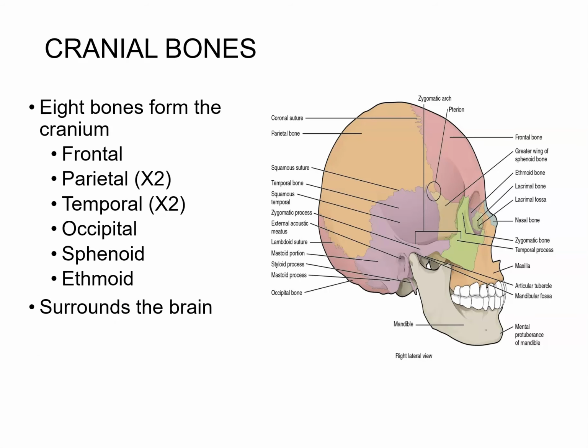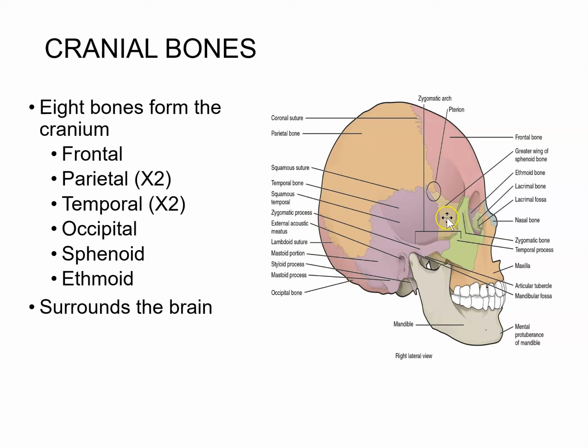As far as cranial bones go, there are 8 bones in this category. The frontal bone is here. That would be what we might commonly call your forehead bone. You have 2 parietal bones. These are the bones on either the left or the right side of the cranium. You also have 2 temporal bones, one on the left and one on the right. There is an occipital bone in the back of your head.